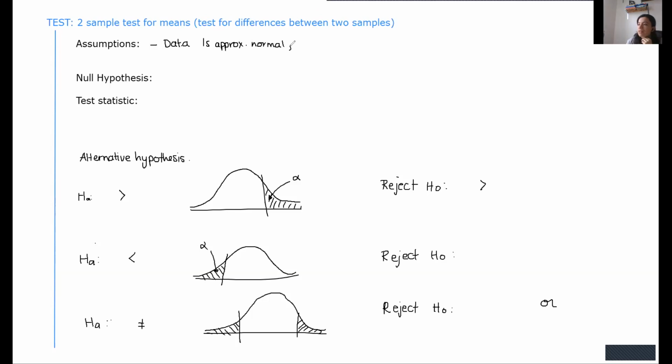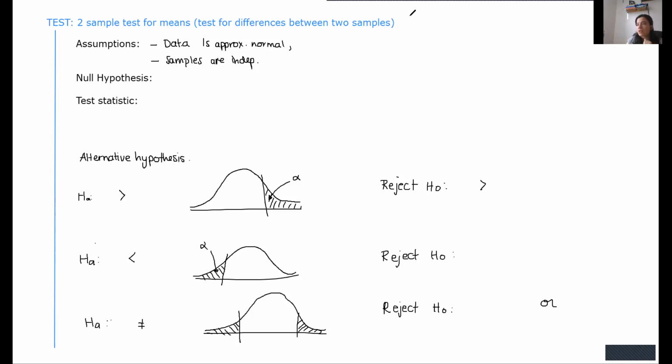And I also have that the 2 samples have to be independent. So the samples have to be independent. What does this mean? It means that whether one sample did well or poorly doesn't depend on whether the other sample did well or poorly. And so the idea is really that whatever happens with one sample has nothing to do with what happened with the other sample.